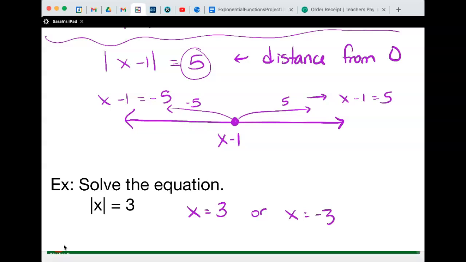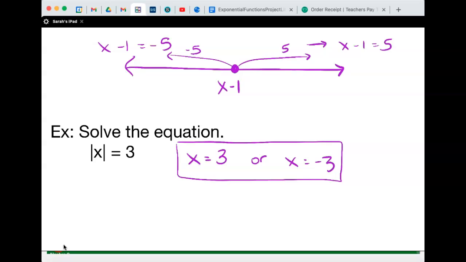Okay. So we get 2 solutions. If I think of it on my number line again, my starting value is x. I could have gone 3 to the right, so x equals 3, or I could have gone 3 to the left, so x equals -3.